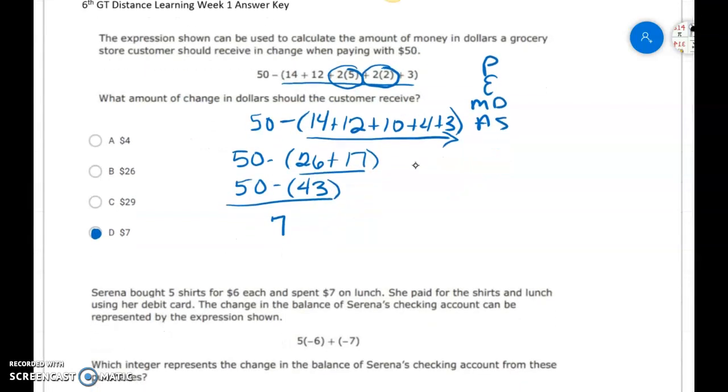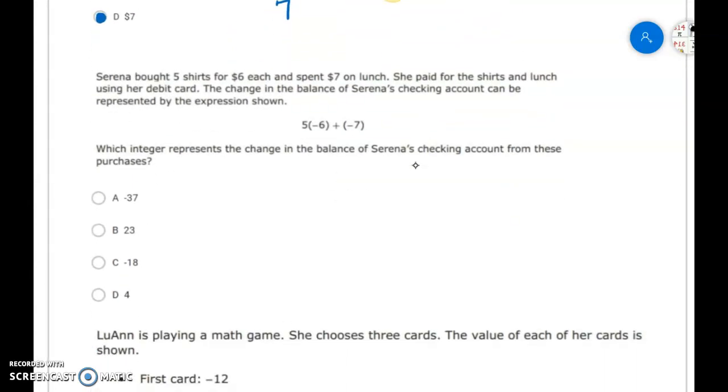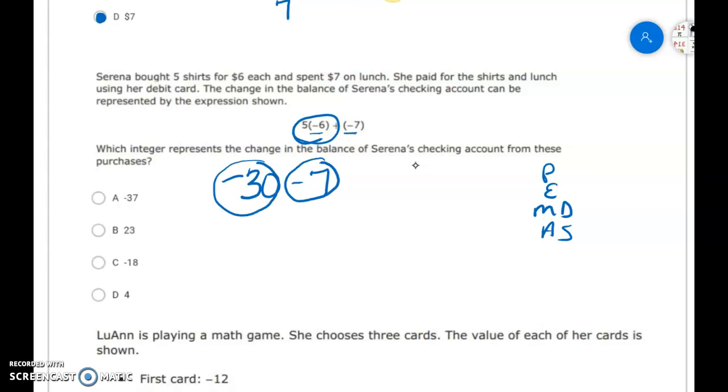On number 2, it says Serena bought 5 shirts for $6 each and spent $7 on lunch. So you can see here, this is a negative because she bought them and spending money is negative. She paid for the shirts and lunch using her debit card. The change in the balance of Serena's checking account can be represented. So again, PEMDAS. And we have multiplying and we have subtracting. So we need to multiply first, but we also need to remember our integer rules. A negative times a positive is a negative. And now we can see that our signs are the same. So we need to add for a negative 37, which was A.